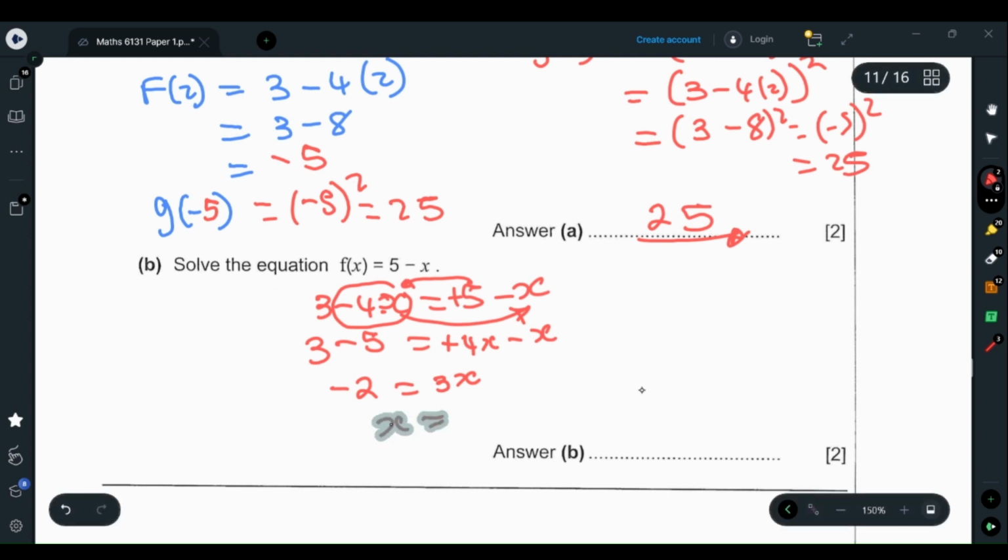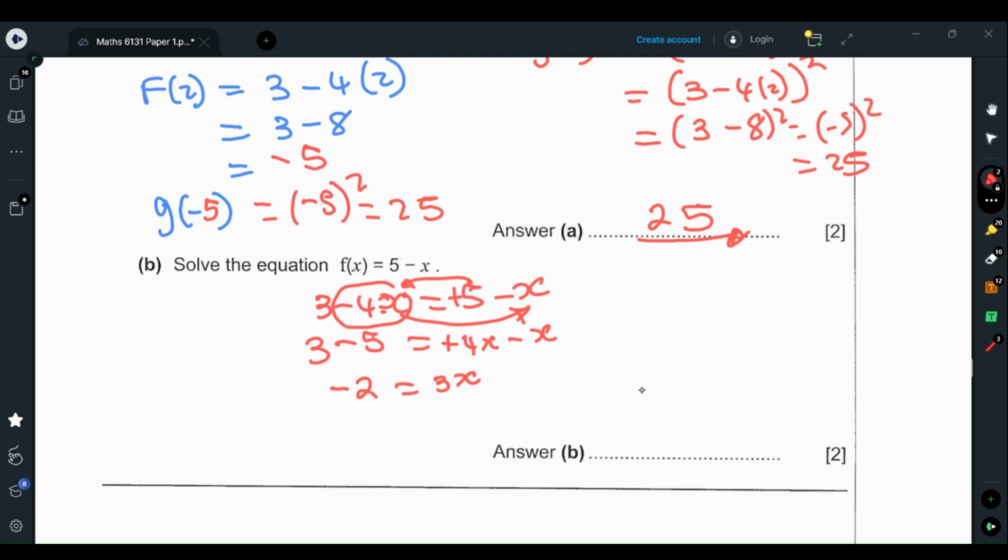Therefore, x is equal to, what we'll do here is divide by 3, divide by 3. 3 and 3 cancel out. Therefore, what we have is x is equal to minus 2 over 3.